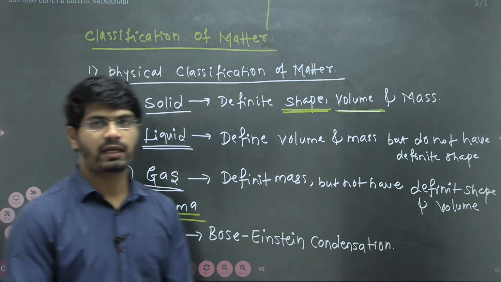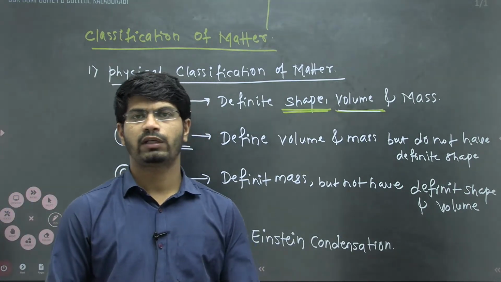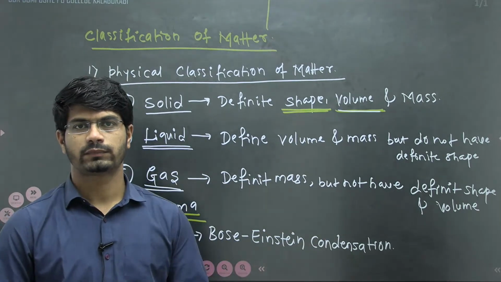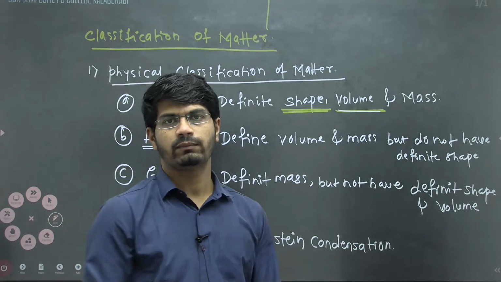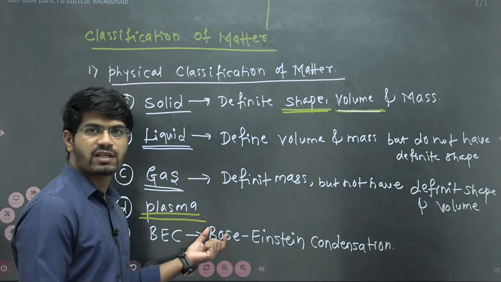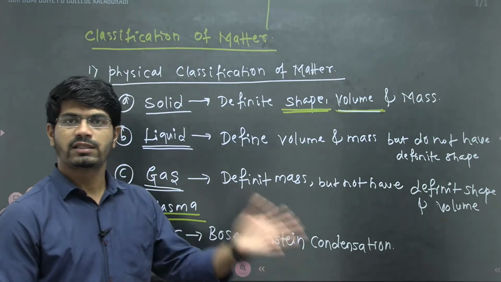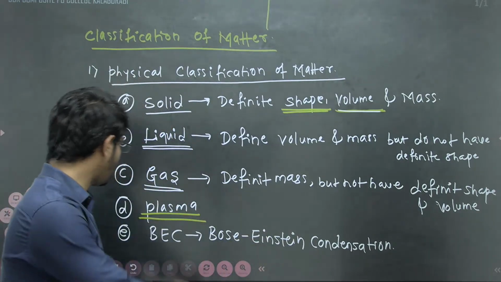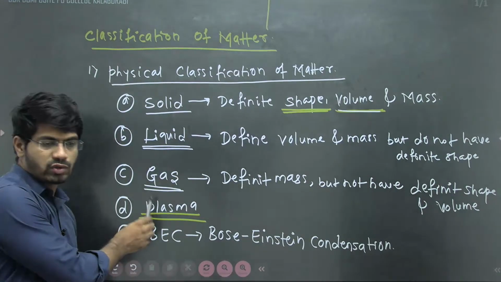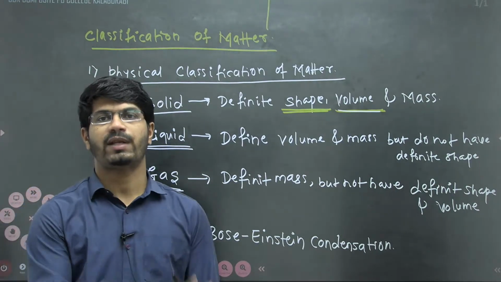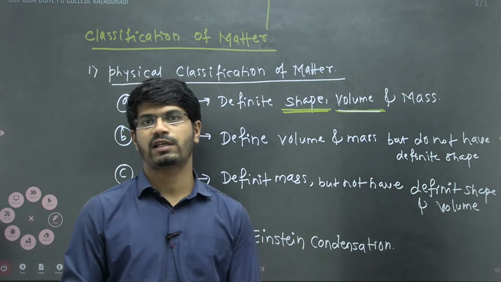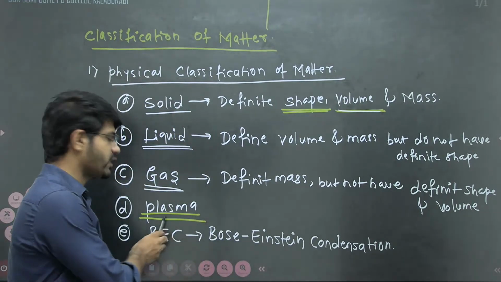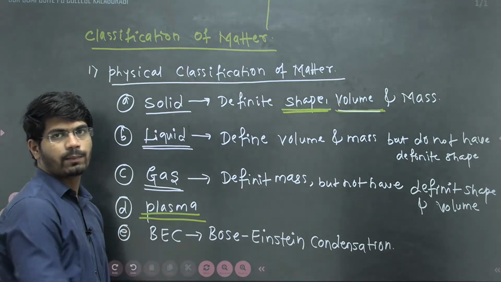Coming to the fifth one, that is plasma. Plasma is matter present in stars where the temperature is very, very high, extremely high. In that case, whatever state is present, that state is known as our plasma state. So stars have very high temperature. If any substance is present at that temperature, then that state is called plasma state.